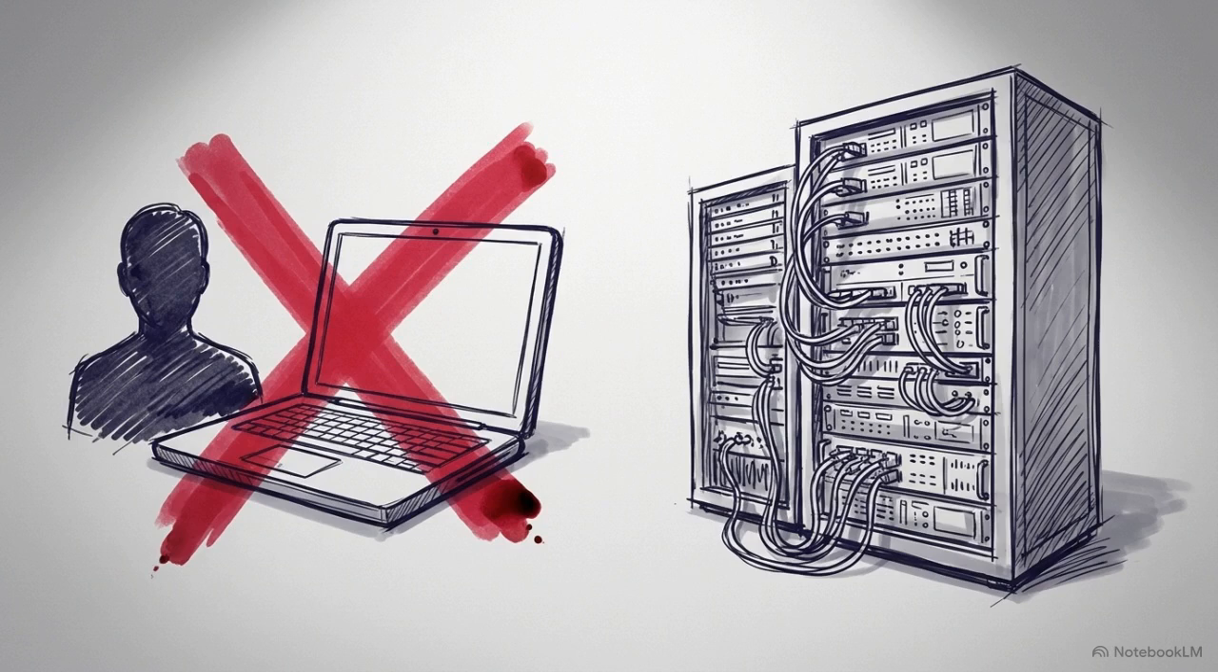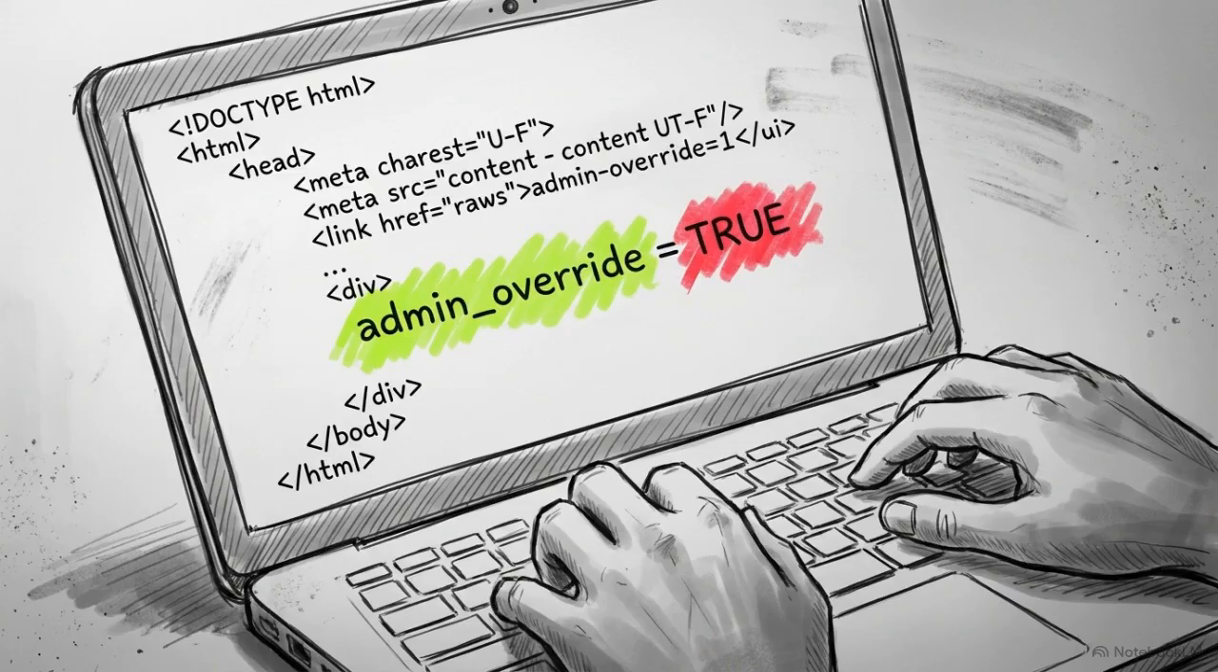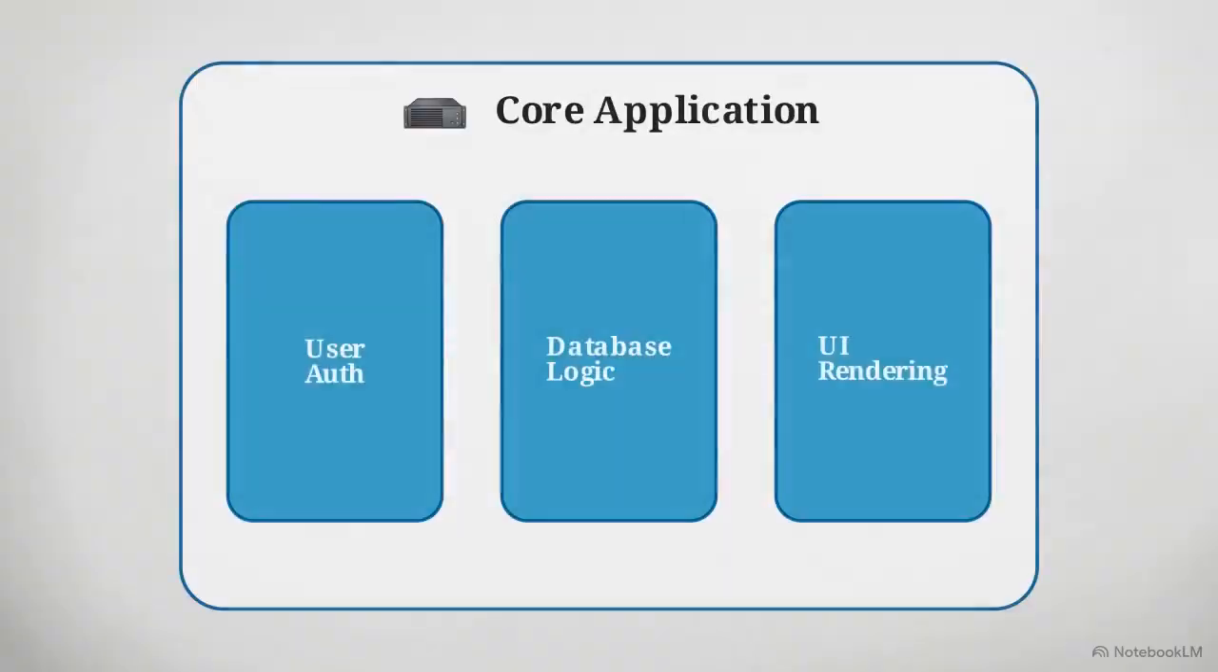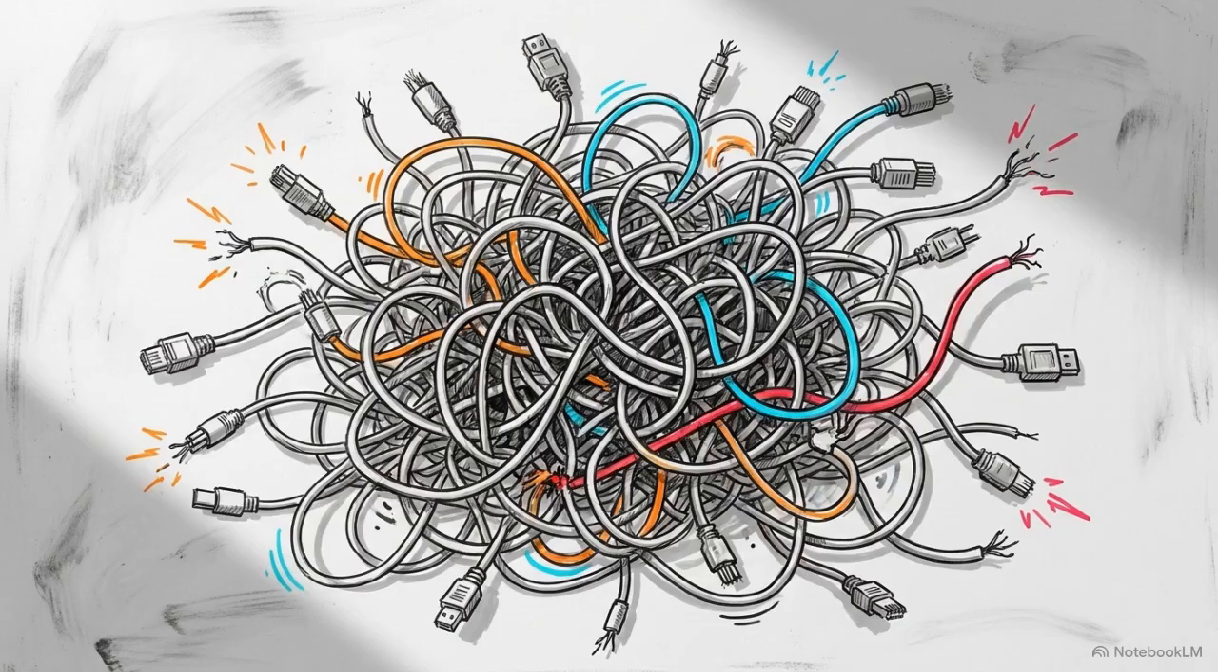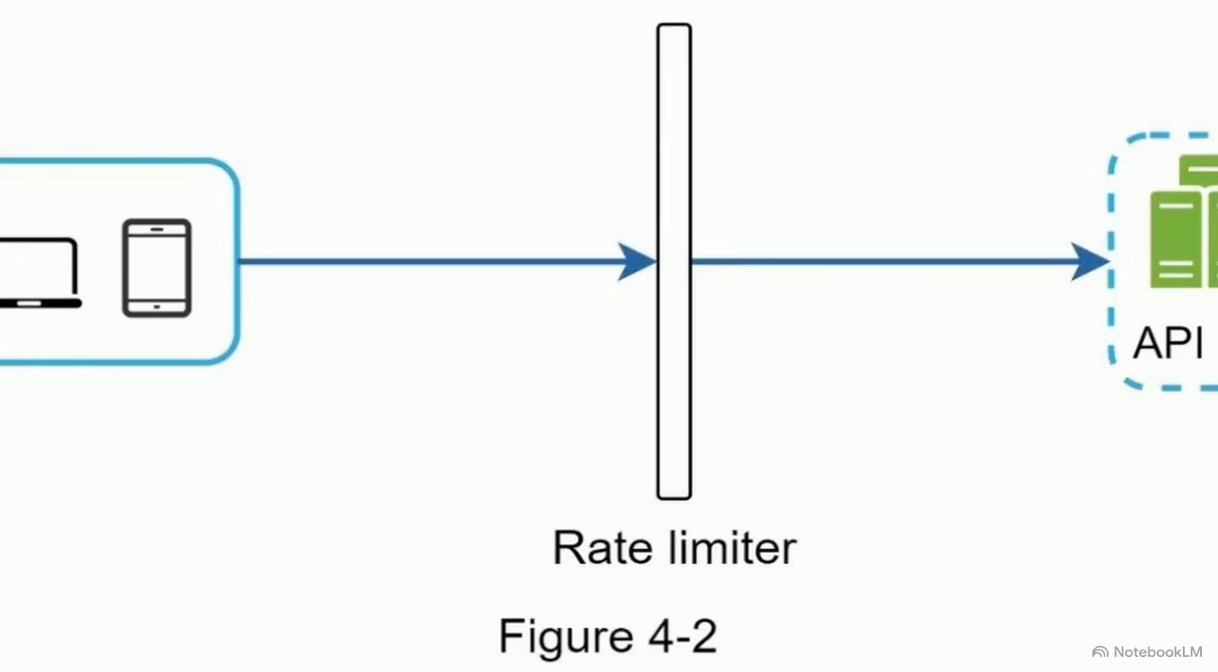Client-side implementation is an immediate non-starter. You can never trust the client. Front-end code is easily bypassed or forged by a malicious actor. Embedding the rate-limiting logic directly inside your core application code is also problematic. It creates a tightly coupled, messy architecture that is difficult to update across multiple backend server fleets. The optimal placement is extracting it into an API gateway.